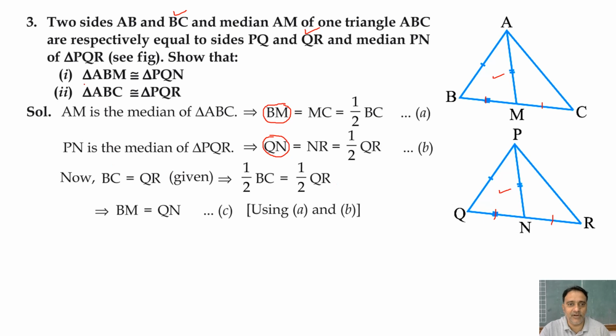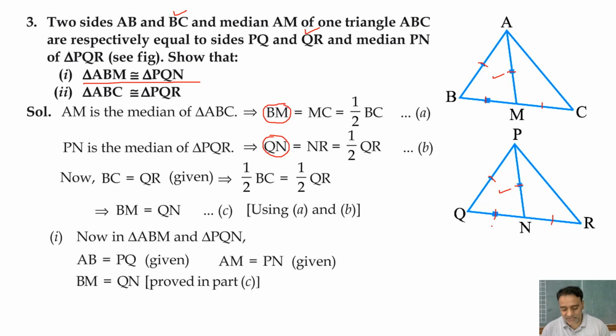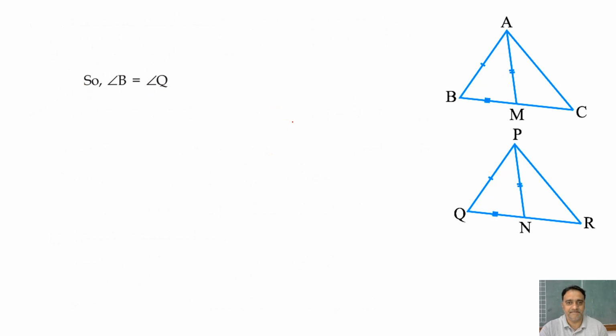जिसको प्रूफ करना है वो वाला ट्रायंगल्स हम लोग ले रहे हैं ABM and PQN. So AB is equal to PQ given. AM is equal to PN given, and BM is equal to QN proved above. So therefore these two triangles are congruent by which criteria? SSS. Very good. SSS congruence rule. So this will imply angle B is equal to angle Q. Why? CPCT. Very good.